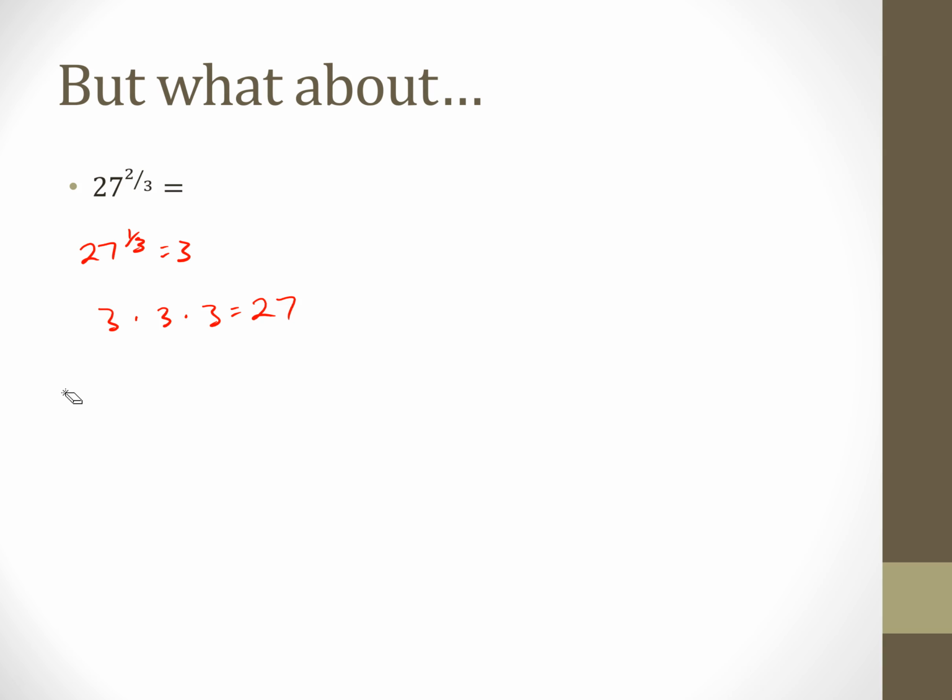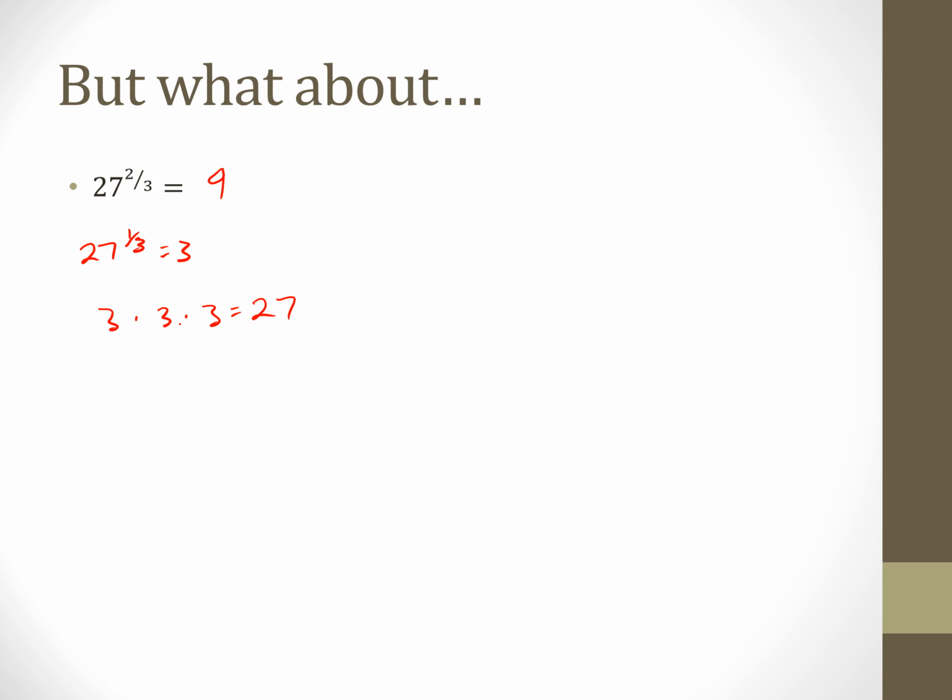I'm doing 27 to the 2/3. So if I'm doing 27 to the 2/3, doesn't it make sense that I should take 2 of those 3 3s? And 3 times 3 is 9. So 27 to the 2/3 is 9.